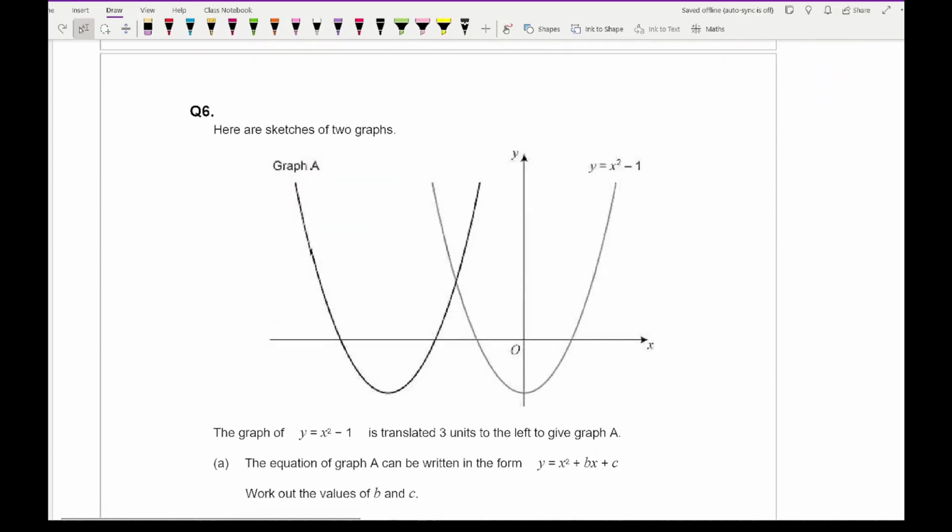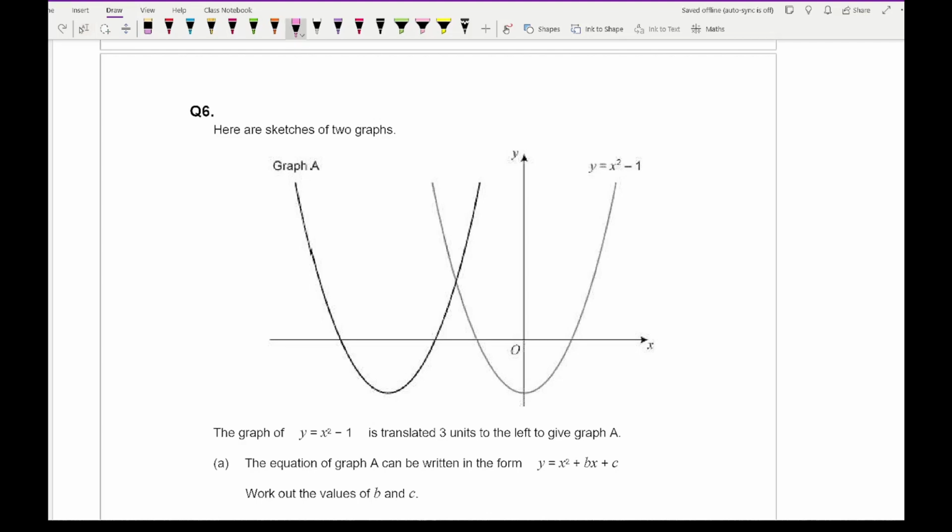Moving on to question 6, it says here are sketches of 2 graphs. The graph of y equals x squared minus 1 is translated 3 units to the left to give graph A. And it says the equation of A is written in the form of y equals x squared plus bx plus c. Work out the values of b and c.